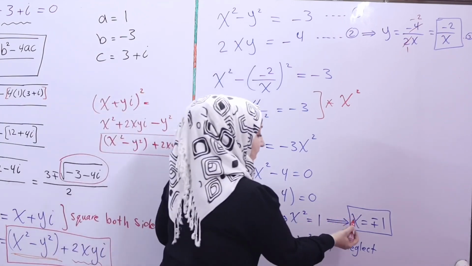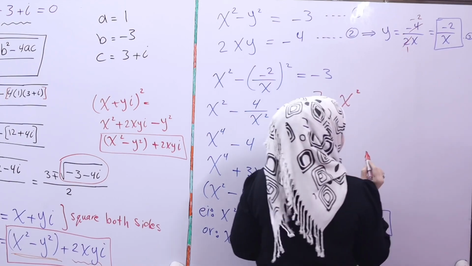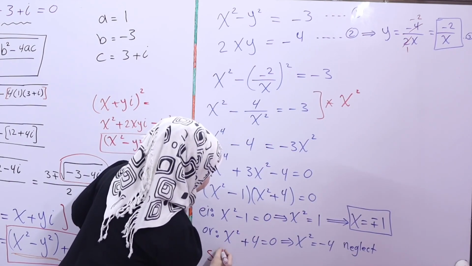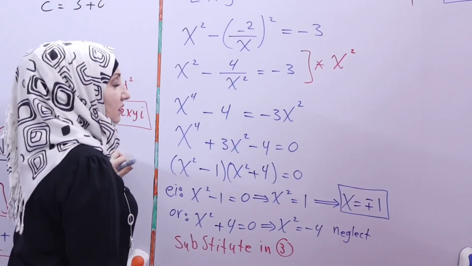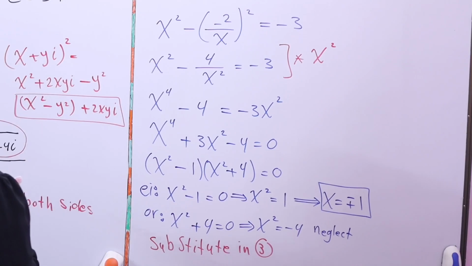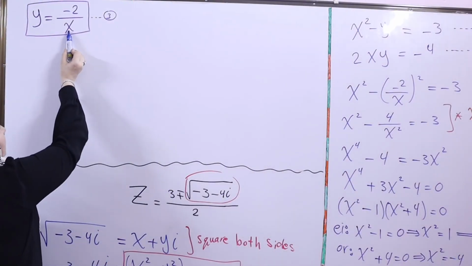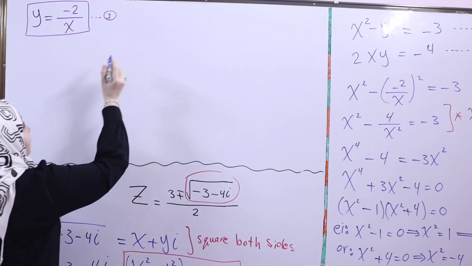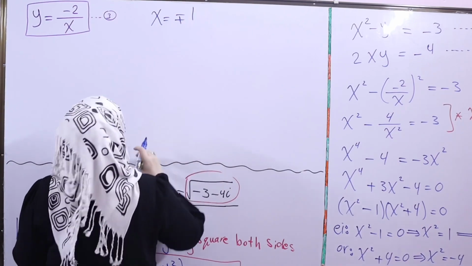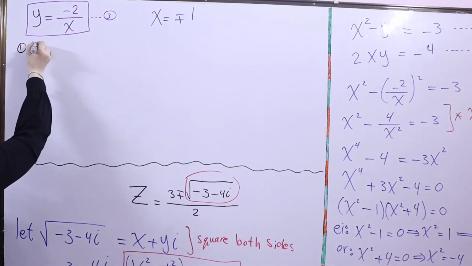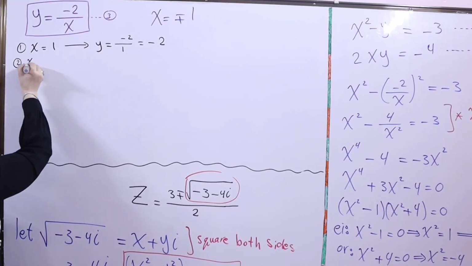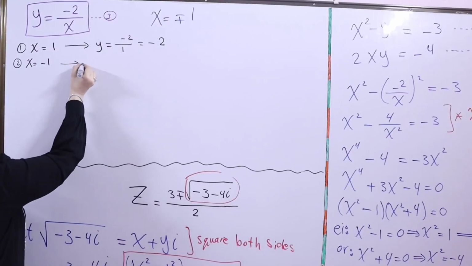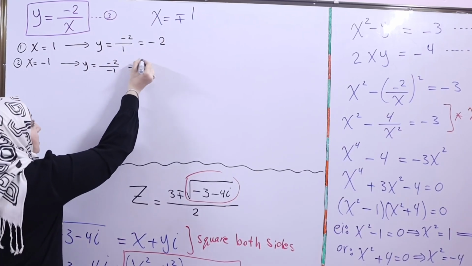We will substitute the values of x in 3 to get the values of y. Substitute the value of x in 3. And now we will substitute the values of x in equation 3 to get the values of y. We get that x equal positive or negative 1. First, when x equal positive 1, we get that y equal negative 2 on positive 1, and it's equal negative 2. And when x equal negative 1, y will be negative 2 on negative 1, and is equal positive 2.